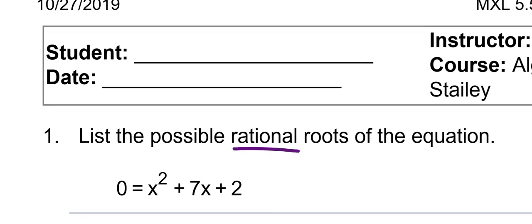I need a one-word synonym for rational. Rational numbers are what kind of numbers? Yes. Now the real numbers, that's a giant group of numbers. The real numbers, this giant group of numbers, right? And inside that group of numbers is one called the rational numbers.